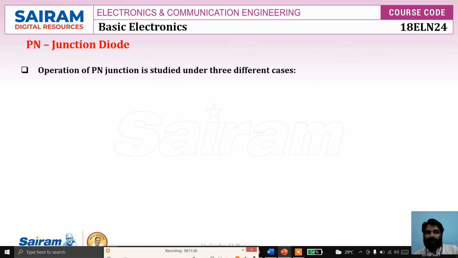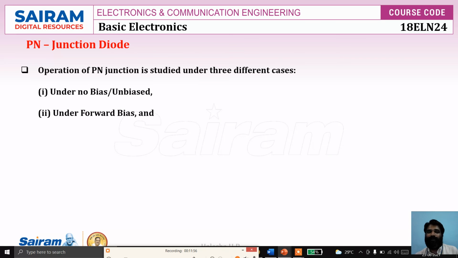Okay. Now we'll see that the operation of a PN junction is divided into three categories: under no bias or unbiased. Bias means applying external voltage to reduce the depletion region or to vanish the depletion region. So under no bias, under forward bias, and under reverse bias.